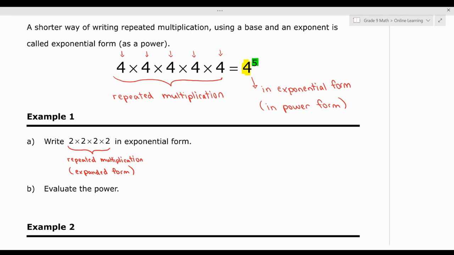When I want to write this in exponential form, sometimes it helps if you think about, to be in exponential form, you're always going to have some base, and it's always raised to some exponent.